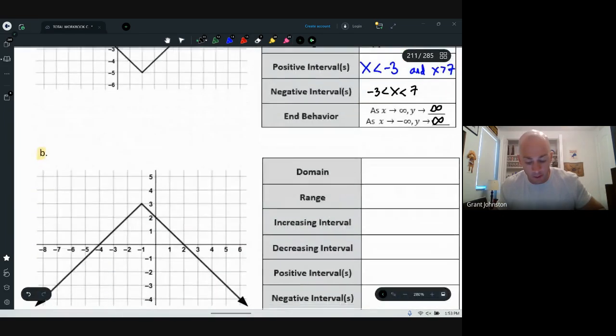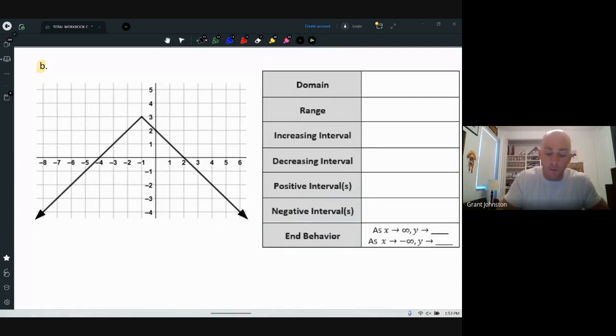Let me show you another. Domain, again, this one's all real numbers, because of those arrows. It's going to keep going to the right, keep going to the left. The range, though, has a restriction. It's never going to go above 3. In fact, the entire graph is below 3. So the range is y is less than or equal to 3.